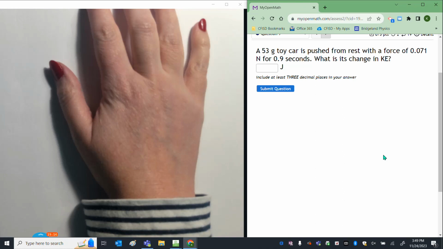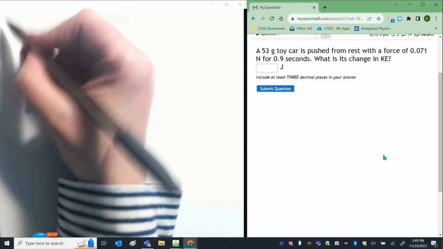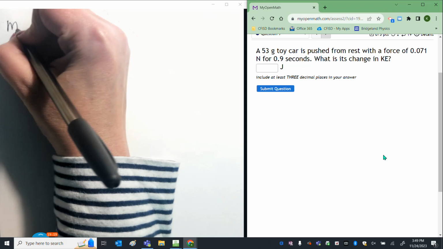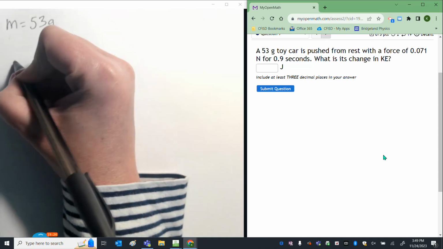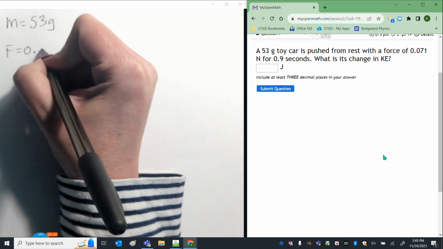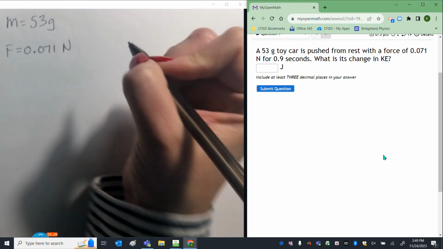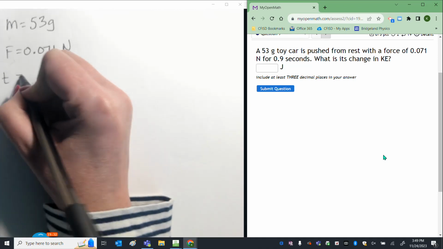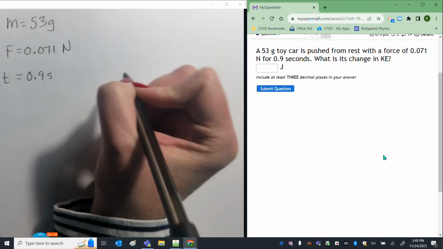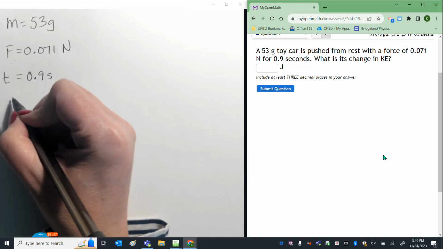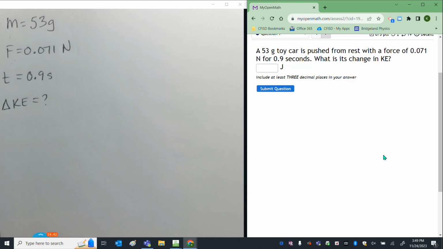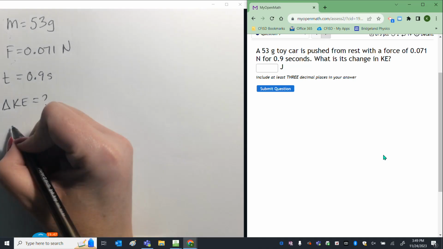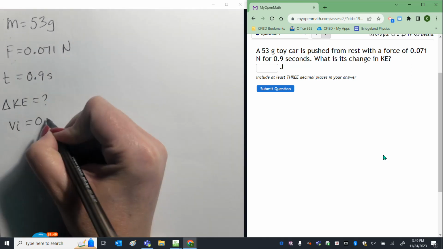All right, so again, let's start by labeling some things. They have given us a mass of 53 grams. They have given us a force of 0.071 newtons. They have given us a time of 0.9 seconds, and they're asking us for change in KE. Okay, I do know, there's one other thing they gave us, sorry, they gave us an initial velocity of 0 because it says it's pushed from rest.